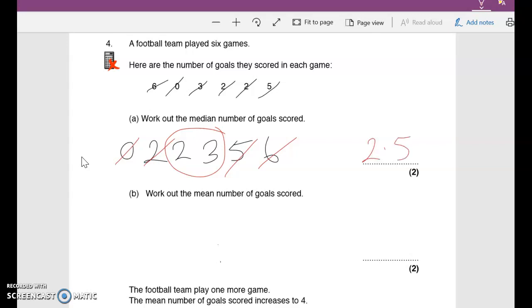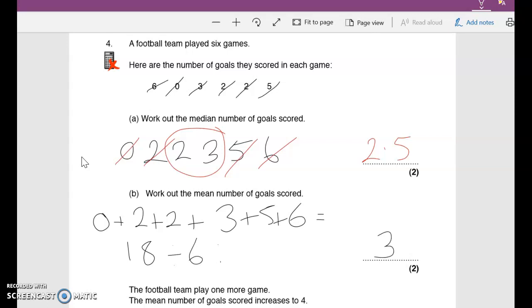Great. Now we've got to work out the mean. So the mean is where I need to add up all of my numbers. So 0 plus 2 plus 2 plus 3 plus 5 plus 6, which gives me 18. This is non-calculator. And then I'm going to divide by how many numbers there are, which is 6, which gives me a mean of 3.